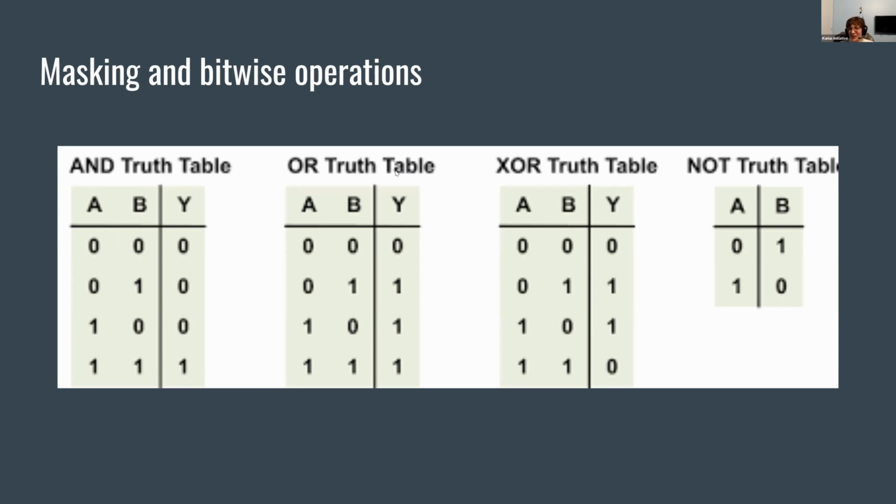There's also XOR, which is like OR, but it's an exclusive OR. So if only one of the inputs is 1, then the output is 1. But if both of the inputs are 1, the output will be 0. So it's kind of like the OR with a special case. And there's also the trusty NOT operator, which just inverts the input.